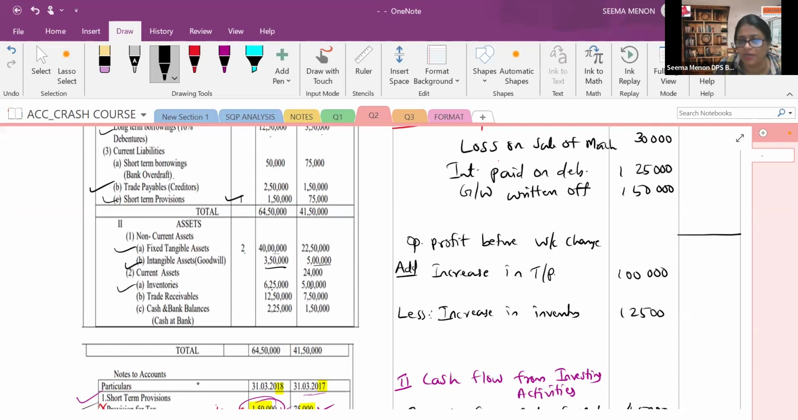1,25,000 is increased. So you will subtract that. That also we have done. Now trade receivable. 7,50,000 become 12,50,000. Again, there is an increase. Whenever assets are increased, you will subtract. So again, you will write increase in trade receivable. Trade receivable is how much increase? 7,50,000 become 12,50,000. There is an increase of 5 lakh rupees.